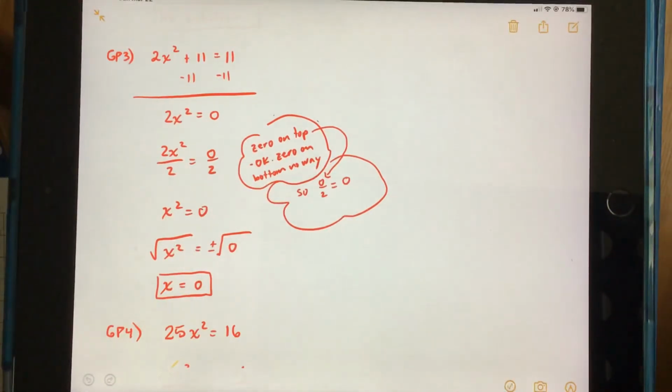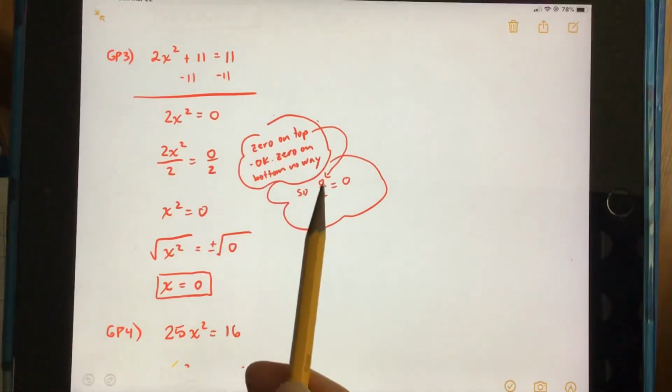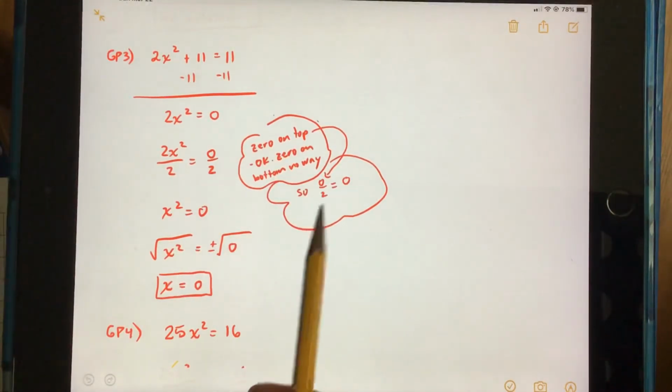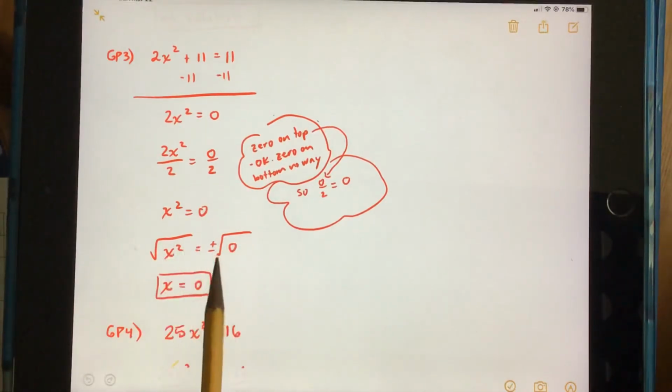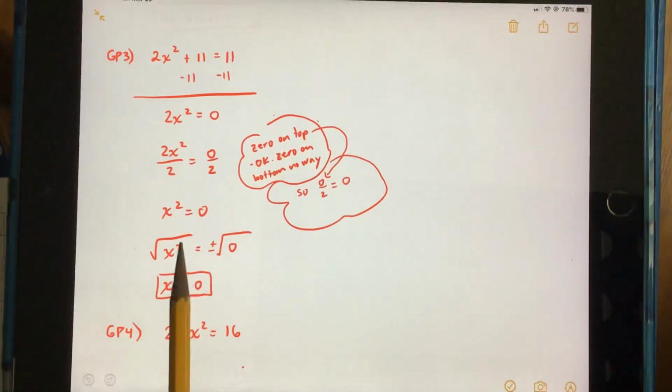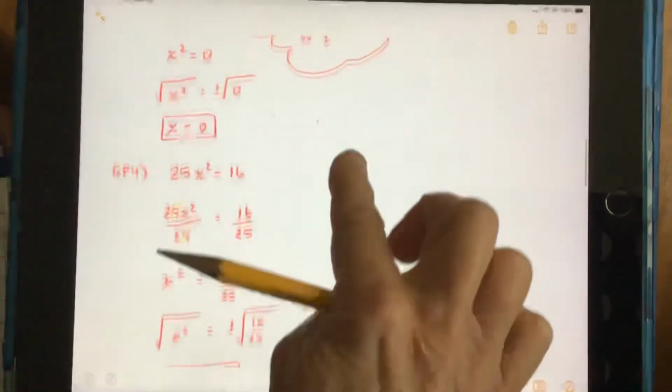If that 0 were in the denominator, of course, then that will be an undefined answer. But we've got 0 in the numerator, so our answer, 0 divided by 2, is 0. We're going to take the square root of both sides, and of course we're looking for both a positive and a negative root here. The square root of x squared is x, and when we take the square root of 0 and we ask, well, what does it mean when we have both positive and negative 0, we say, well, there is no sign on 0. So we simply report our answer as x equals 0. Next problem.